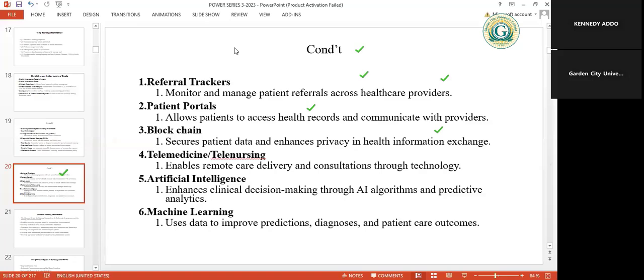You can't doubt that. Machine learning is also part of artificial intelligence. Artificial intelligence has been born out of machine learning. It is also meant to improve predictions, diagnosis, and patient care outcomes. So we need some of these emerging technologies to support the decision-making process.